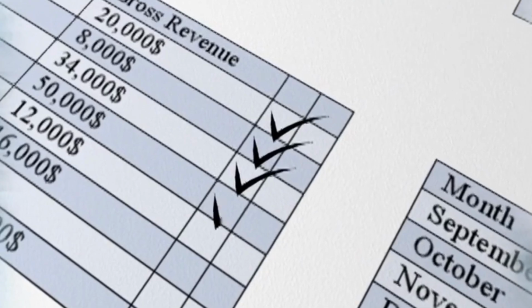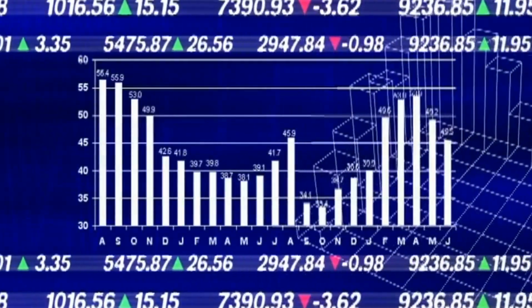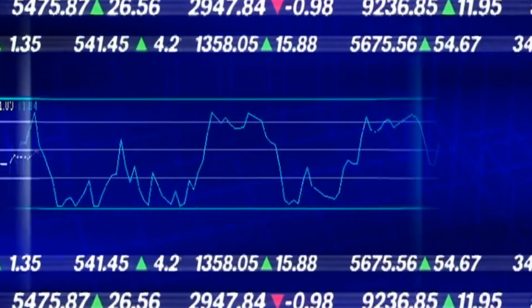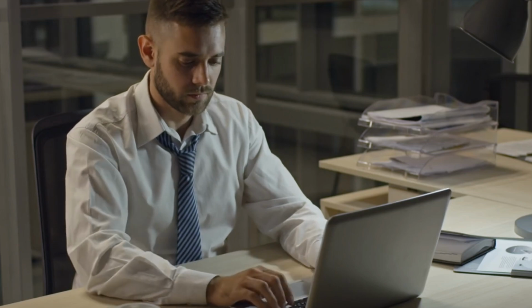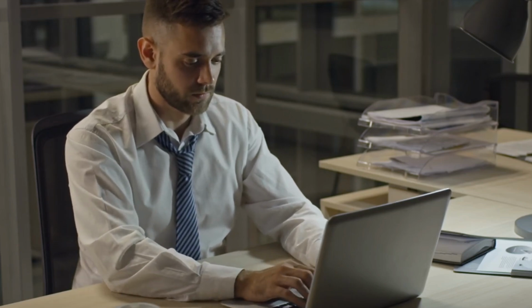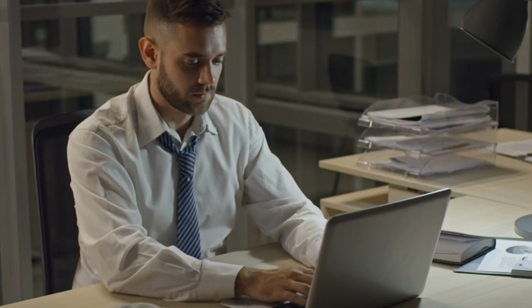Now that you know what each statement represents, let's put it all together with a quick analysis. 1. Analyze profitability. Look at the income statement to see if the company is profitable. A growing net income is a good sign. 2. Check financial health. Use the balance sheet to assess if the company's assets outweigh its liabilities. Strong equity indicates a healthy financial position.